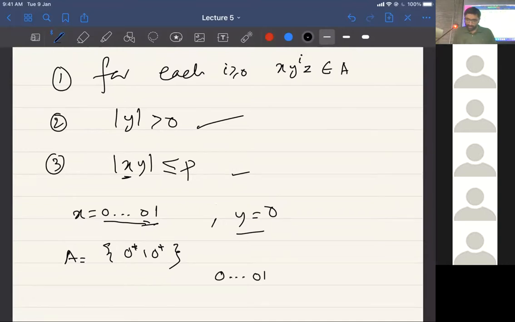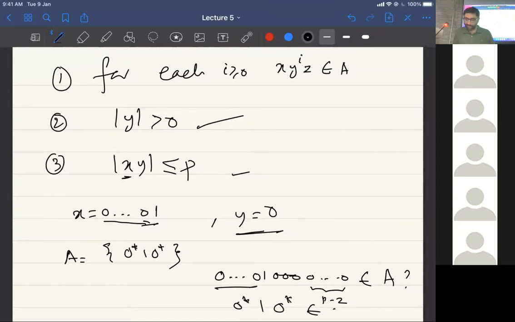Okay? Then how many y's can we have? Any number of y's. So what is y? y equals 0. How many y's can we have? Let's say we have 3 y's. Then we have z. What is z? z is again zeros. How many zeros do we have? p minus 2. Does this string belong to A or not? It does belong to A, because it says 0*10*. So we have 0*, then we have 1, and then we have 0*. So this belongs to language A.